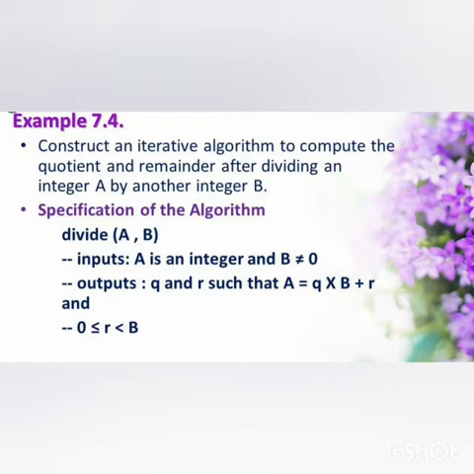To write a specification, we have to use 3 steps. In the first step, we have to mention the name of the algorithm and the input variables. Here, the name of the algorithm is divide and the input variables are A, B. So, A, B should be integers. An integer is nothing but a whole number without a decimal point.